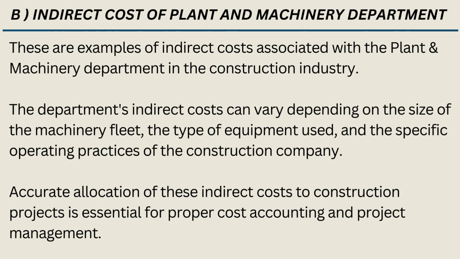These are examples of indirect costs associated with the plant and machinery department in the construction industry. The department's indirect costs can vary depending on the size of the machinery fleet, the type of equipment used, and the specific operating practices of the construction company. Accurate allocation of these indirect costs to construction projects is essential for proper cost accounting and project management.